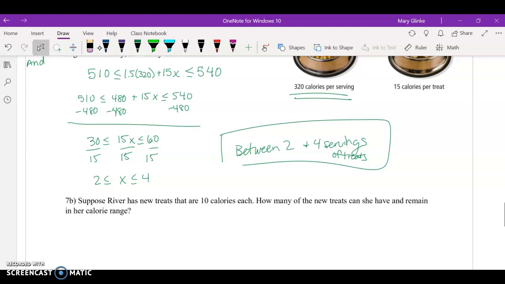Part B is now the exact same setup, it just changes the calories to 10. So I'm going to let you solve this one on your own. It's the same setup, it's just now the calories for each treat are 10.